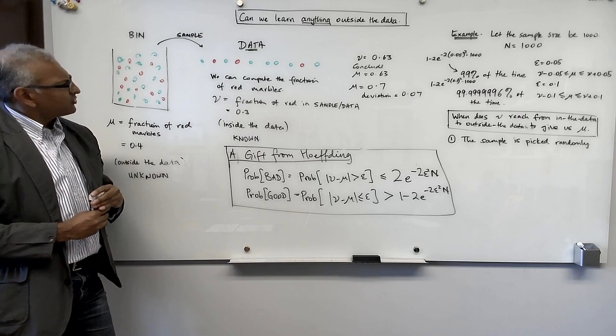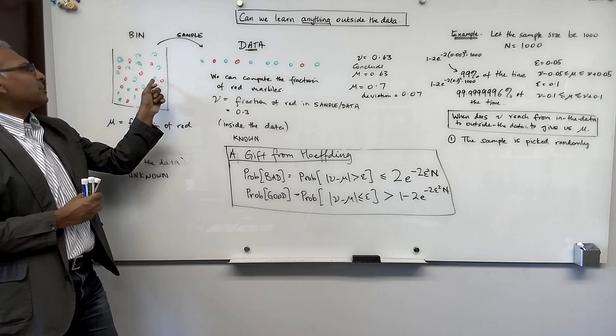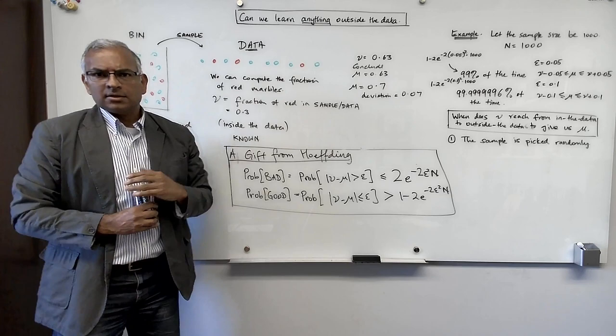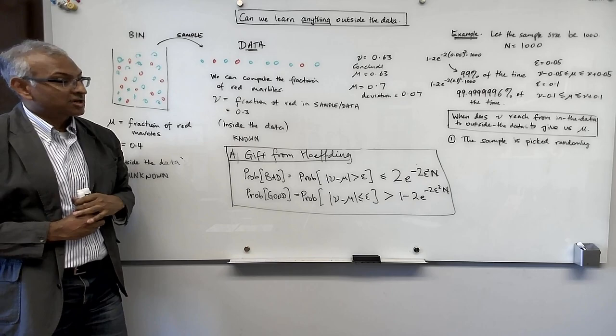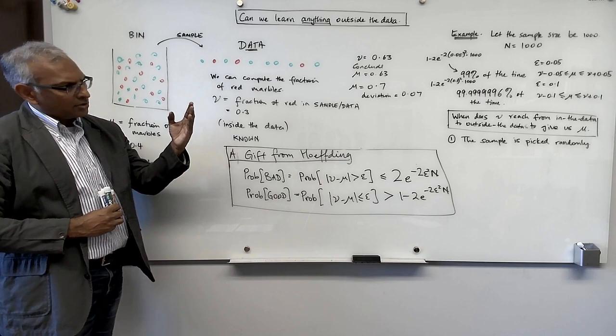If your sample is not picked randomly, sometimes we say that there might be something called a sampling bias. But if the sample is not picked randomly, imagine I carefully select all the Trump voters. So I carefully select all the red marbles. Then my sample is going to be red, and it says nothing about mu. It could be that most of my voters are green, most of my marbles are green. So the sample is picked randomly. That is essential. That's the first thing that is required for allowing nu to reach from inside the data and tell us about mu outside the data.